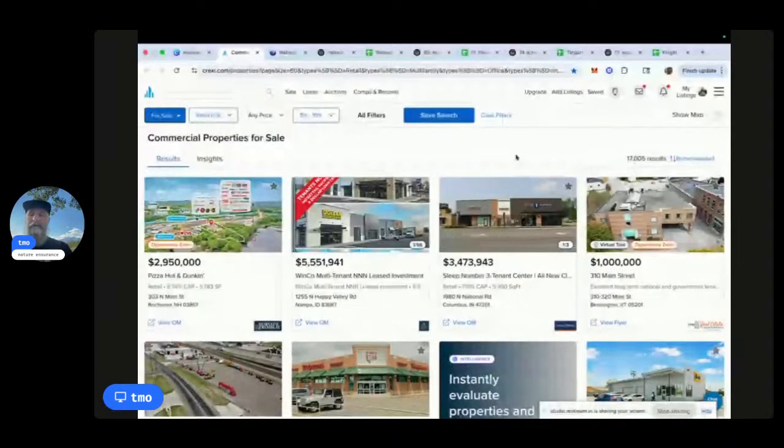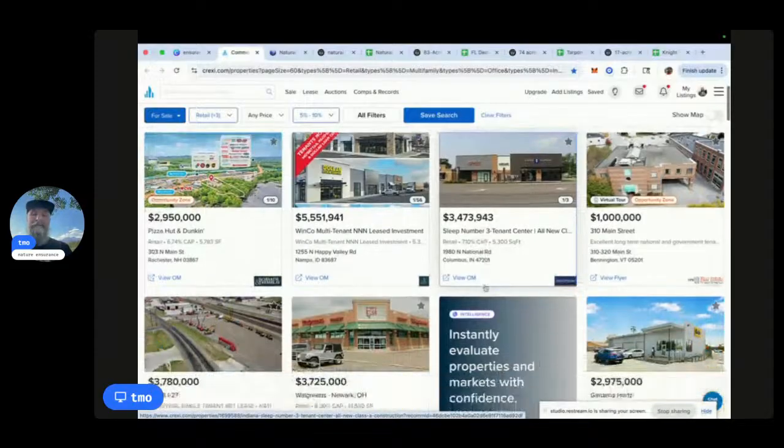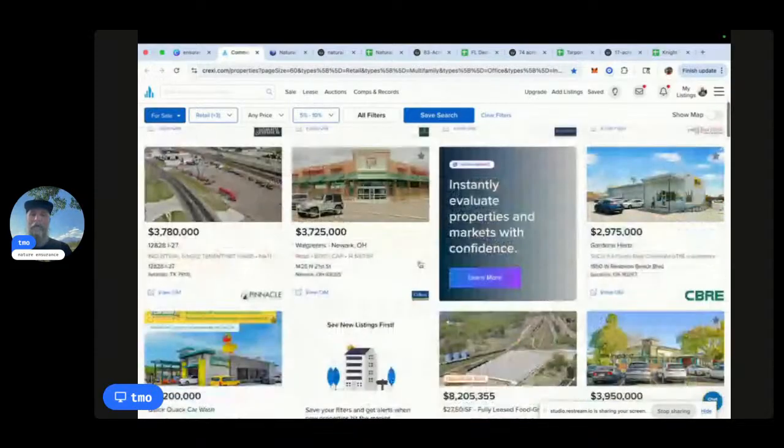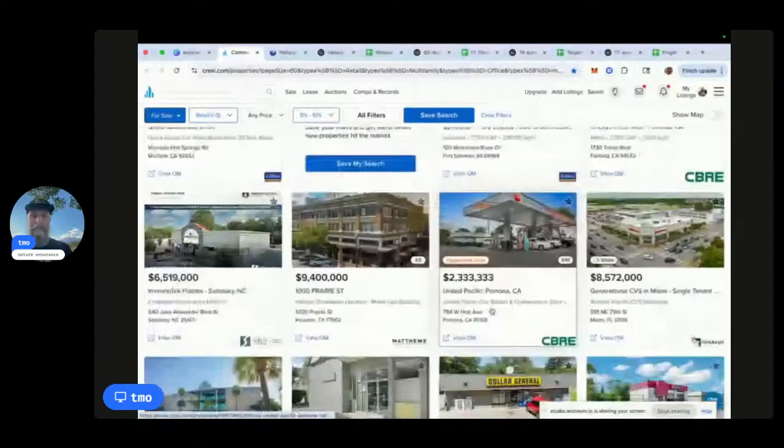And you can look here, most of these properties are advertised by cap rate. So this is a $3 million property, close to a 7 cap. We use cap for short. $3.5 million property, 7.10 cap. Walgreens, $3.7 million property, 8 cap. Let's keep going here. Gas station, CVS at a 5 cap.